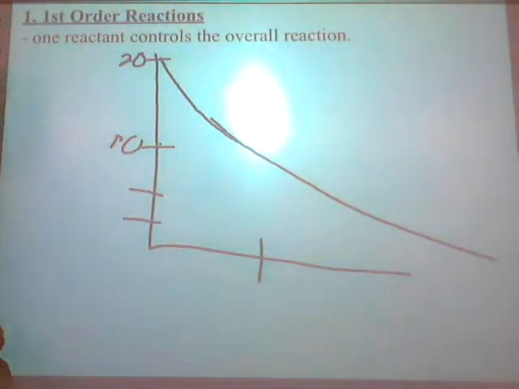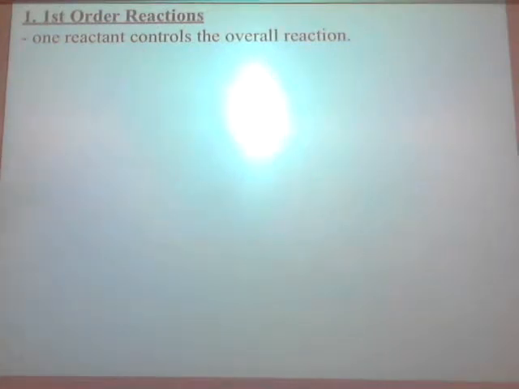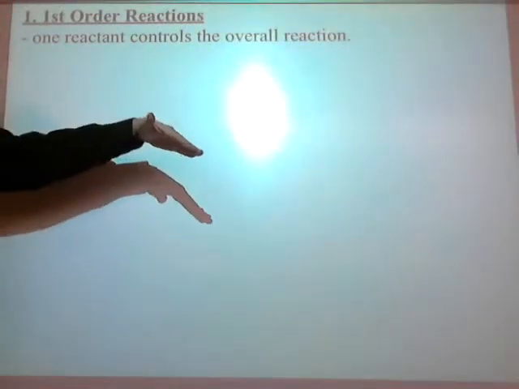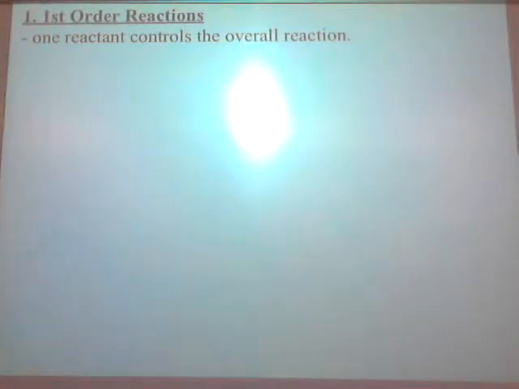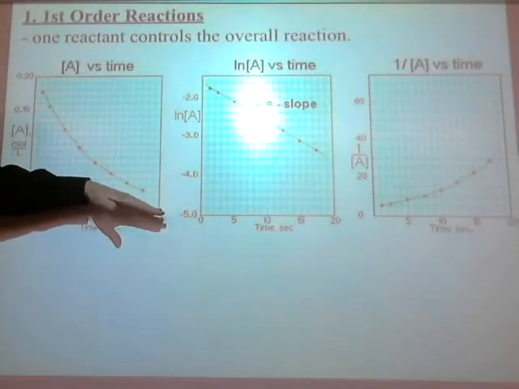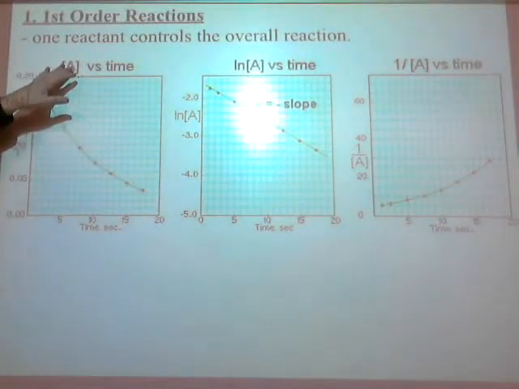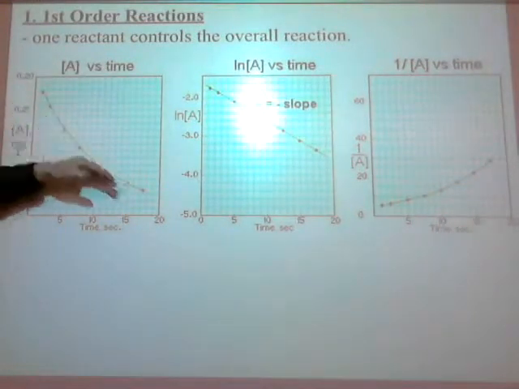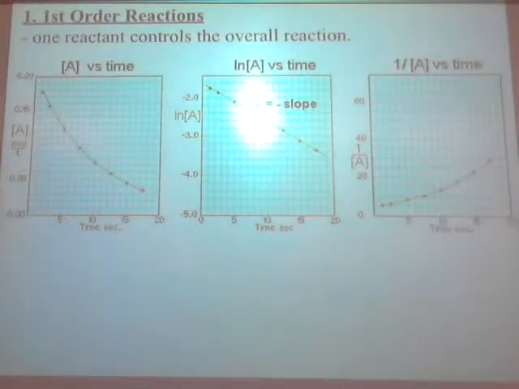Half of that slows down to half. Half of that slows down to half. Okay? So the rate is constantly changing. The slope is constantly changing along that because the concentration has an effect. And that's why you get a graph that looks like this. If you graph just the concentration versus time, you'll get that kind of graph.